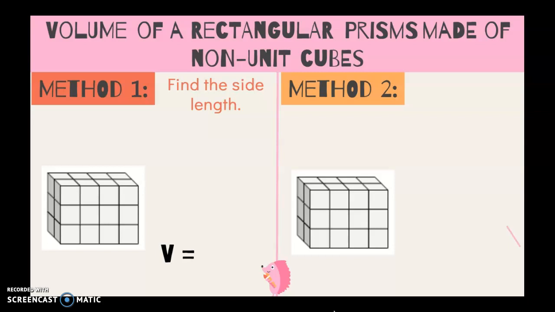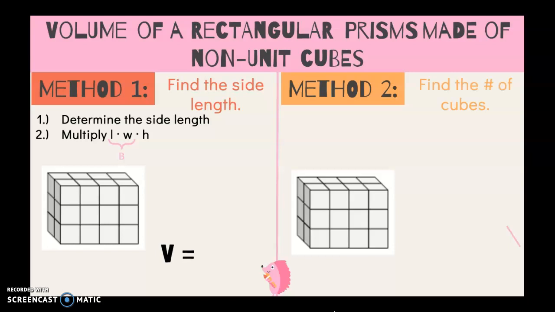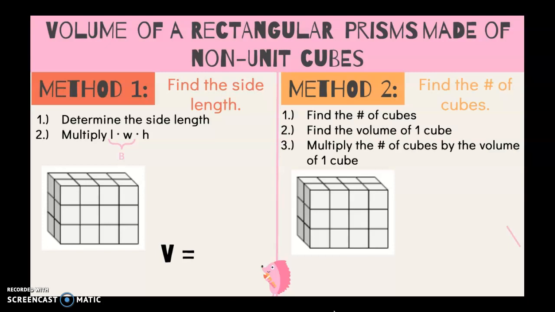For method 1, we want to find the measurement of our side lengths. We would multiply that length and width and height to get our volume. That's the traditional method. For method 2, we would find the number of cubes, we would find the volume for one of those cubes, and we would multiply the number of cubes by the volume of one cube to get our total volume. So let's work through method 1.